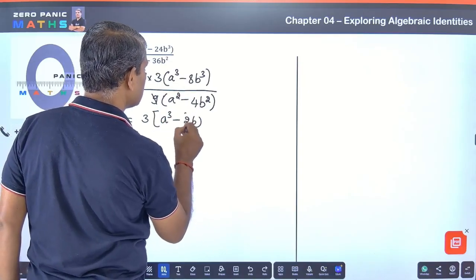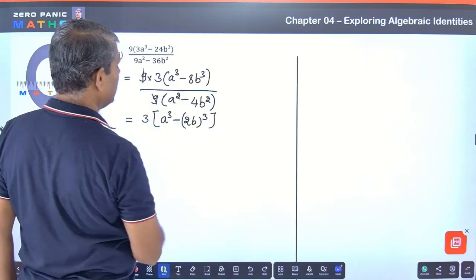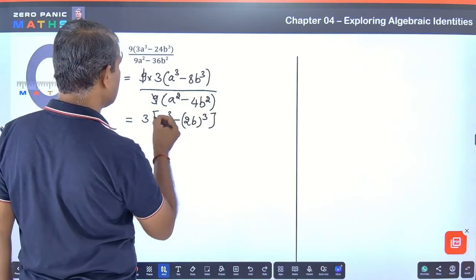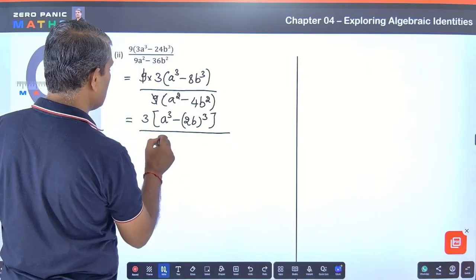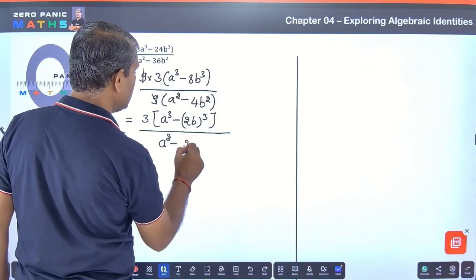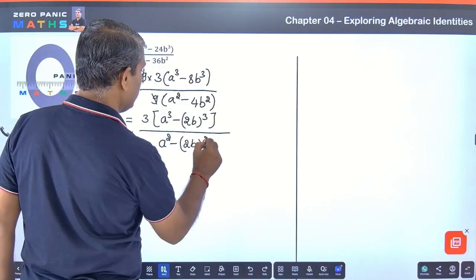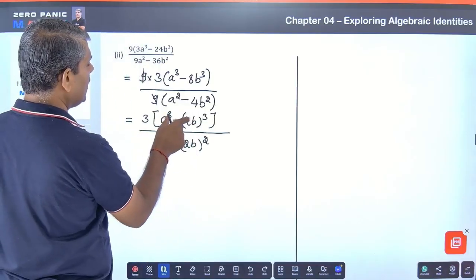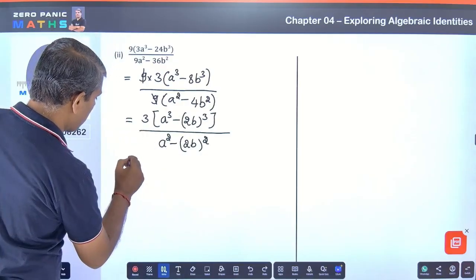Okay, because 8 is a perfect cube of 2, write it as a cube minus b cube. Let us expand that in the next step. Let us write the denominator also as a square minus b square, where b is 2b, that is 2b whole square. So we will expand the numerator by the a cube minus b cube formula and the denominator by a square minus b square.